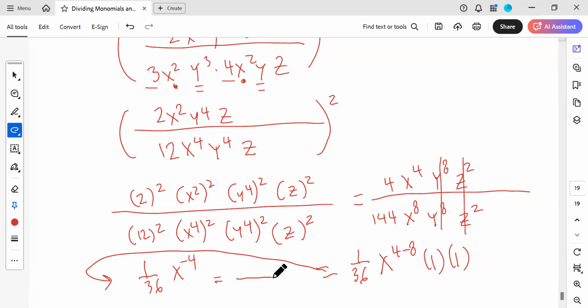So my last step is what? Well, does the 1 stay or move? Does the 36 stay or move? Does the x to the minus 4 stay or move? Move. That's correct. Questions?